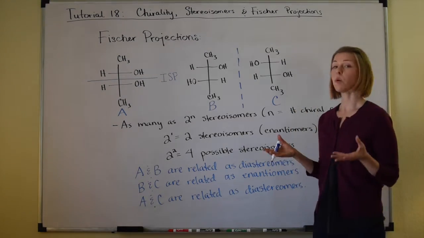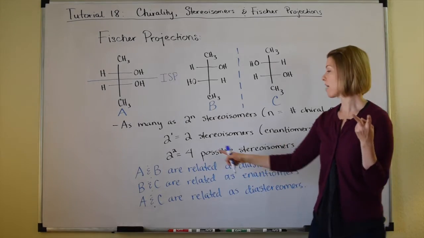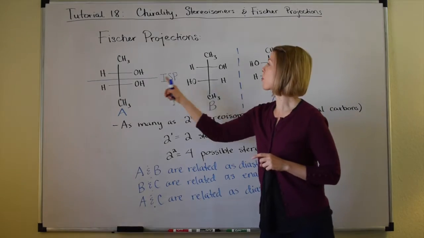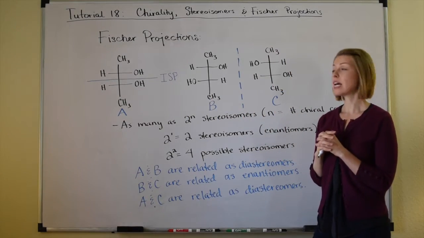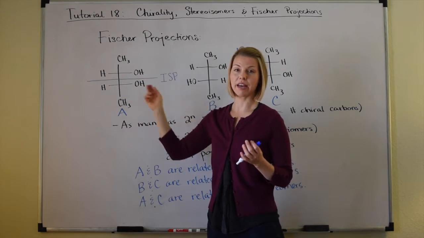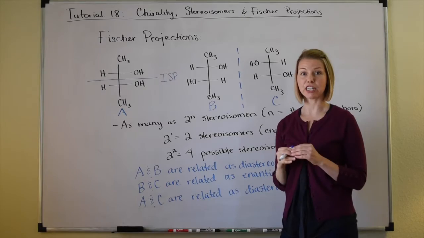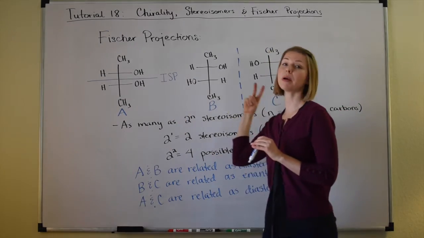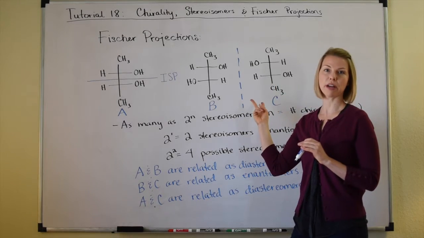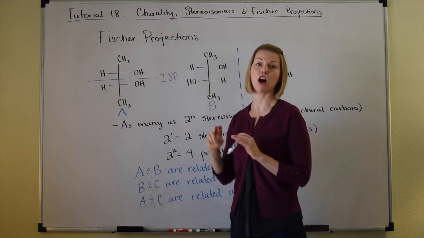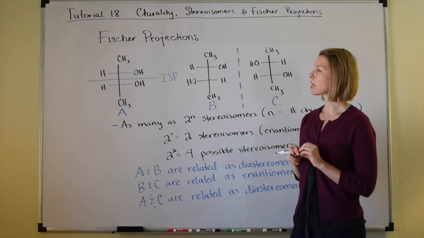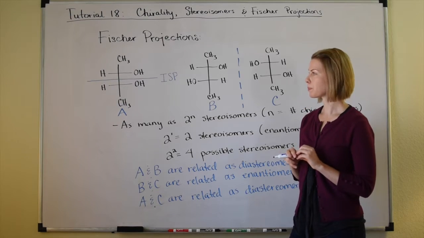Okay, so remember we said with two chiral centers we could have as many as 4 possible stereoisomers. For this case, we only have 3. And the reason we only have 3 is because the first molecule was actually achiral, and therefore it didn't have an enantiomeric pair. So we didn't end up with 2 pairs of enantiomers that are related as diastereomers. We ended up just with 1 pair of enantiomers, which is related to the other compound, the achiral compound, as diastereomers.